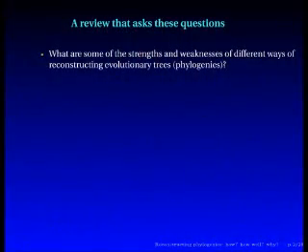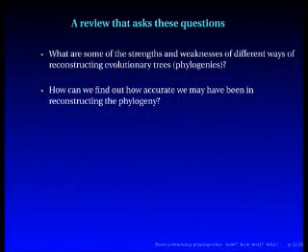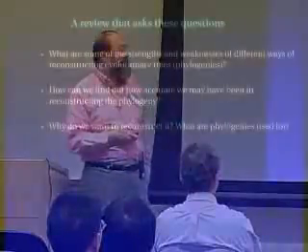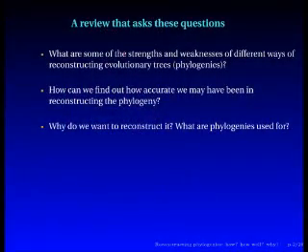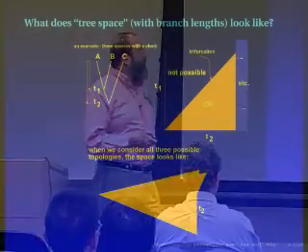So this is what I'm really saying here. What are some of the strengths and weaknesses of different ways of reconstructing phylogenies? How can we find out how accurate we've been in reconstructing the phylogeny? And why do we want to reconstruct it, and what do you use them for?